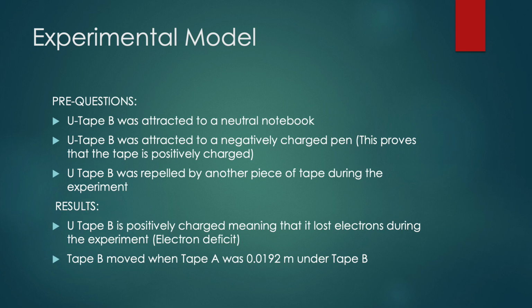To answer the pre-questions, tape B was attracted to a neutral notebook, tape B was attracted to a negatively charged pen, proving that the tape is positive, and tape B was repelled by another piece of tape during the experiment. The results show that tape B is positively charged, meaning that it lost electrons during the experiment, and tape B moved when tape A was 0.0192 meters under tape B.